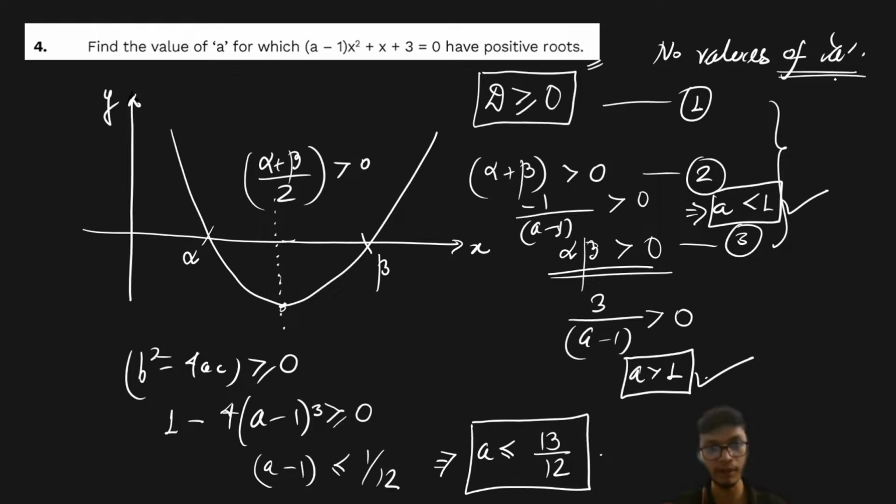So there were 4 options given. Out of the 4 options, the last option that was given is basically no values of A, or not possible. That's what you have to mark in the answer sheet. I hope you also got the answer as the option no values of A, right? Please let me know if you have any questions over here.